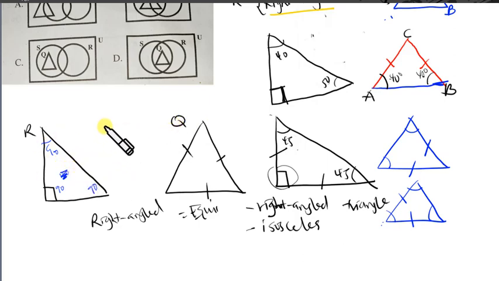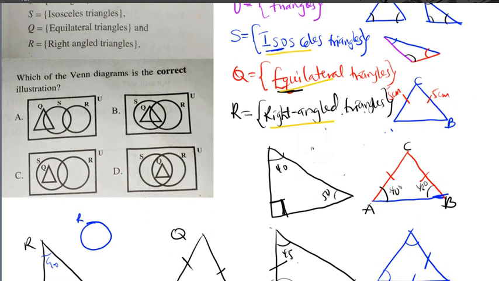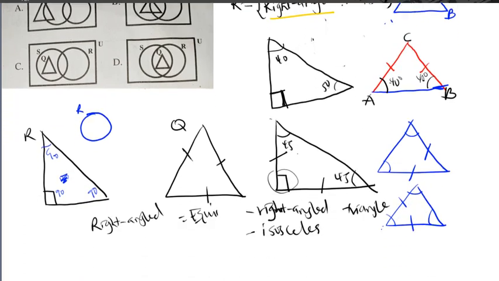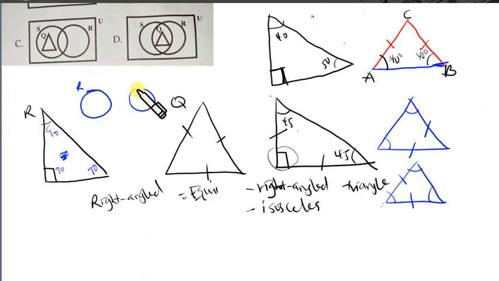So what we can say is that for a right angle triangle, that is the set R, and an equilateral triangle, that is the set Q, these two are disjoint sets. There is no intersection between them. They can never meet, because you can never have a situation where a right angle triangle is an equilateral triangle.